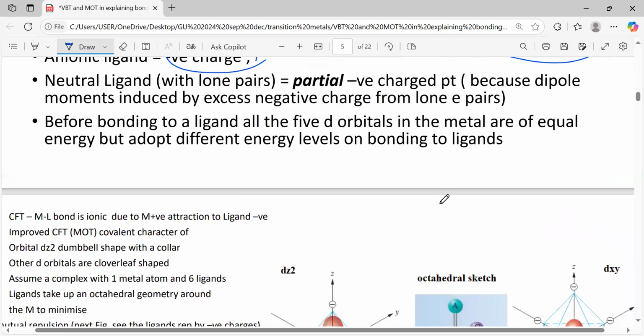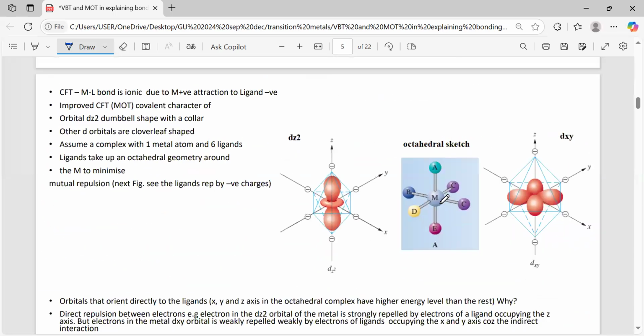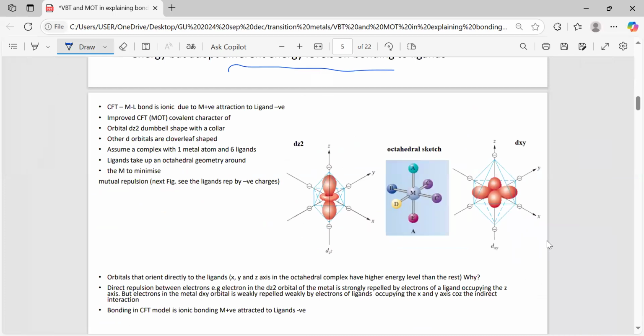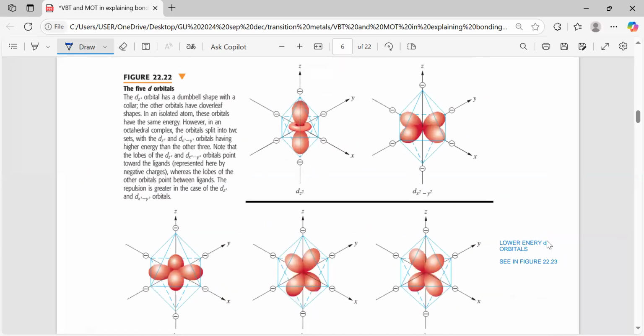Before bonding to a ligand, all the 5 d orbitals in the metal are of equal energy, but after bonding, they take up different energy levels. Let's see what happens. First of all, I'll take you to the shapes of the orbitals. This is not for cramming, it's just for helping us understand. Don't cram this because it won't help much. You'll just strain your brain for no good reason.